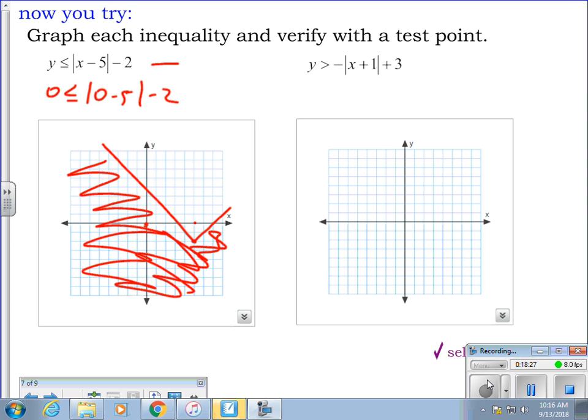On this one here, the plus 1 means that I move to the left one. The plus 3 means that I move up 3. So I go over 1, up 3. Now the negative out in front means that I do what? I open down. It doesn't open up, it opens down. And this one's a dashed line.